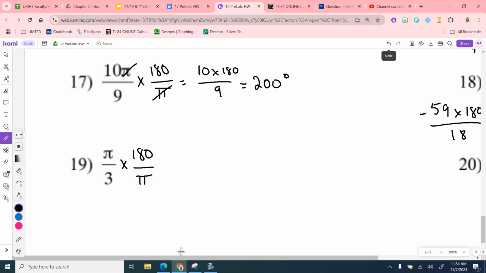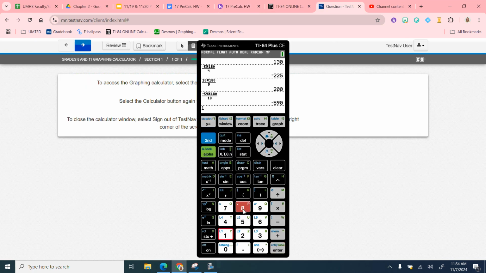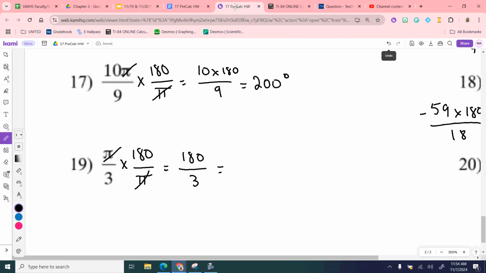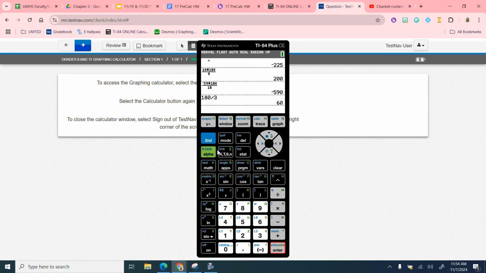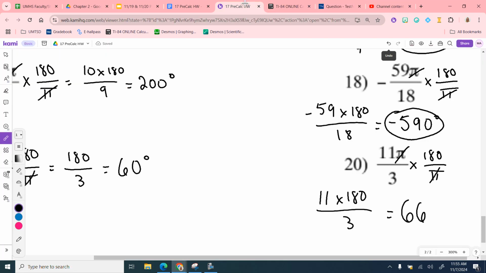times 180 over pi. Pi's cancel. We're going to have 180 over 3, which you can just do 180 divided by 3 there instead. You get 60 degrees. And over here, times 180 over pi. Pi's cancel. We'll put 11 times 180 divided by 3 in our calculator. You get 660 degrees.